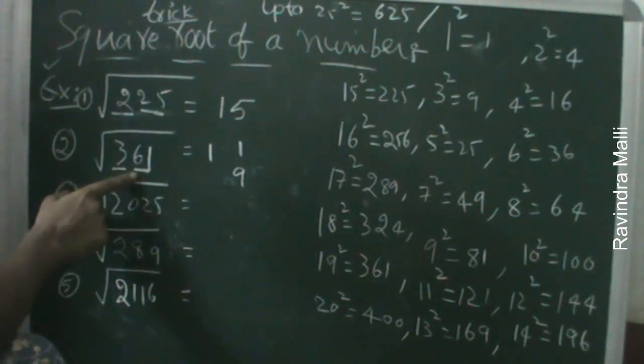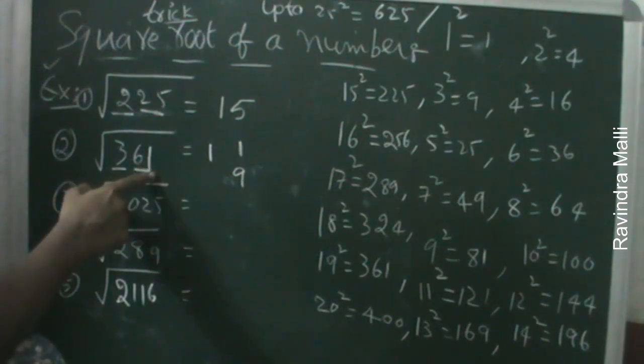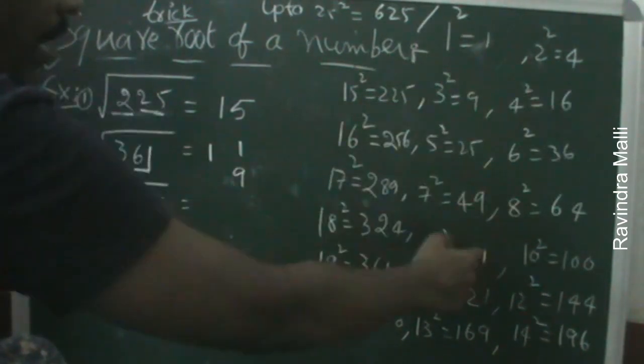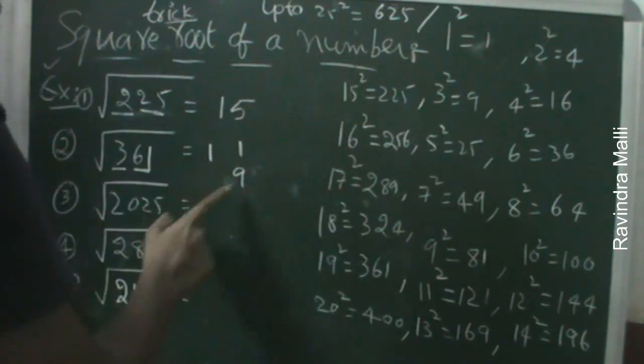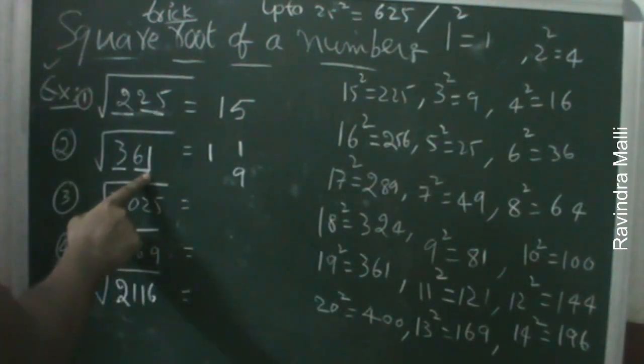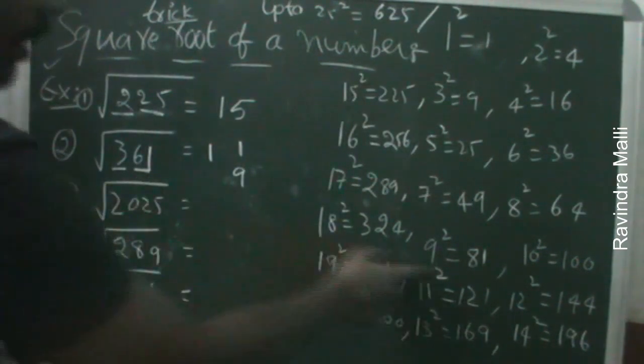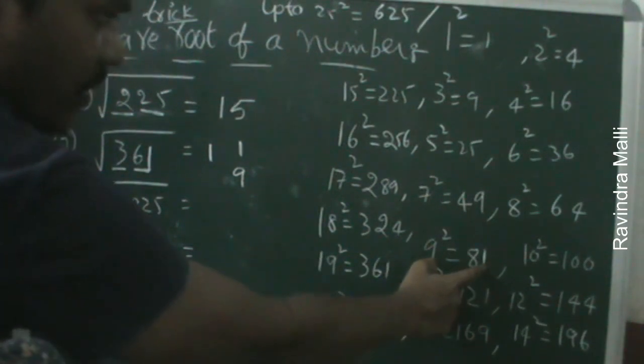So for the second part, I am going to find the square root. There are 2 possibilities in these squares. That is, 1 square is equal to 1, because the last digit is 1. And also 9 square, the last digit is also 1.